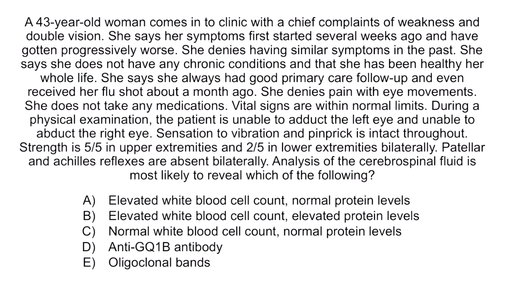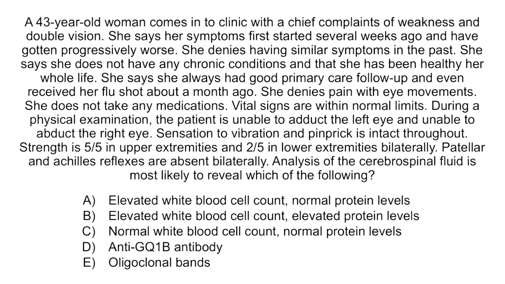A 43-year-old woman comes into clinic with chief complaints of weakness and double vision. She says her symptoms first started several weeks ago and have gotten progressively worse. She denies having similar symptoms in the past, and that she has been healthy her whole life. She says she always had good primary care follow-up and even received her flu shot about a month ago. She denies pain with eye movements. She does not take any medications. Vital signs are within normal limits.